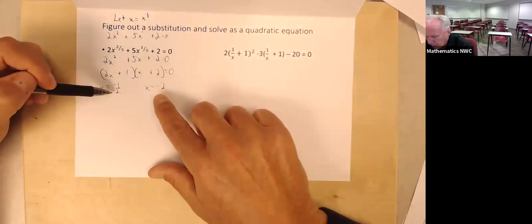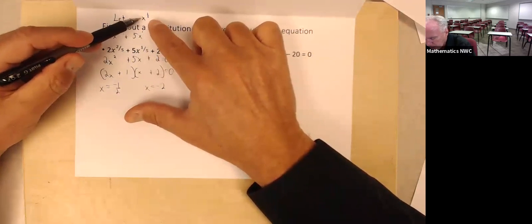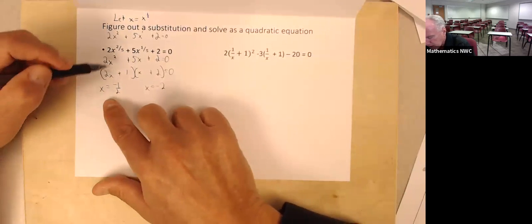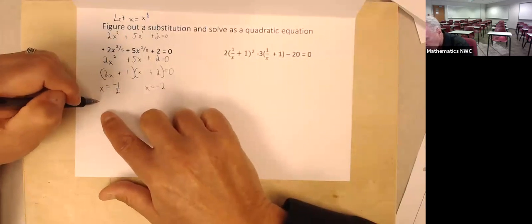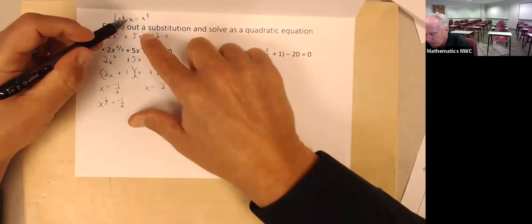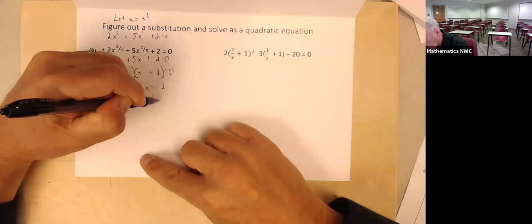But now keep in mind, we substituted here. The 1x to the 1/5, we let be x there. So that means this x is really an x to the 1/5. This x really is x to the 1/5.